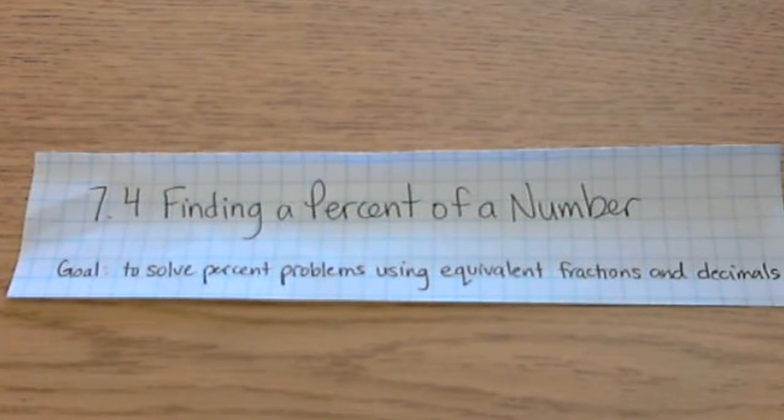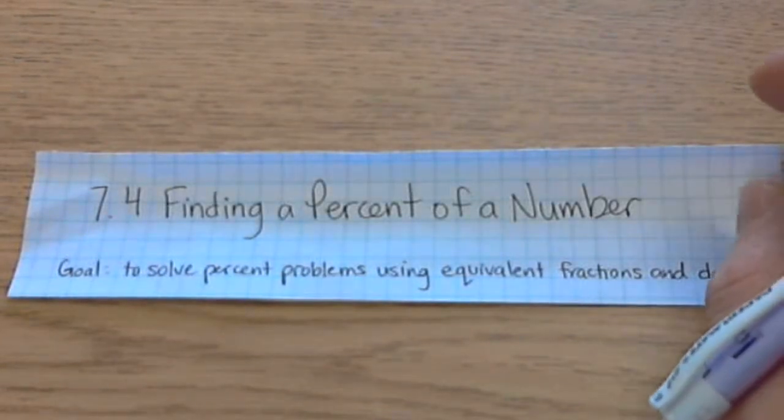V Teaches Math. And today what we're going to be doing is solving percent problems using equivalent fractions and decimals. We're going to be finding the percent of a number. So, we're going to be finding out what 25% of 120 is, or what 32% of 83 is, or something along those lines. And I'm going to show you some ways to do that, okay?